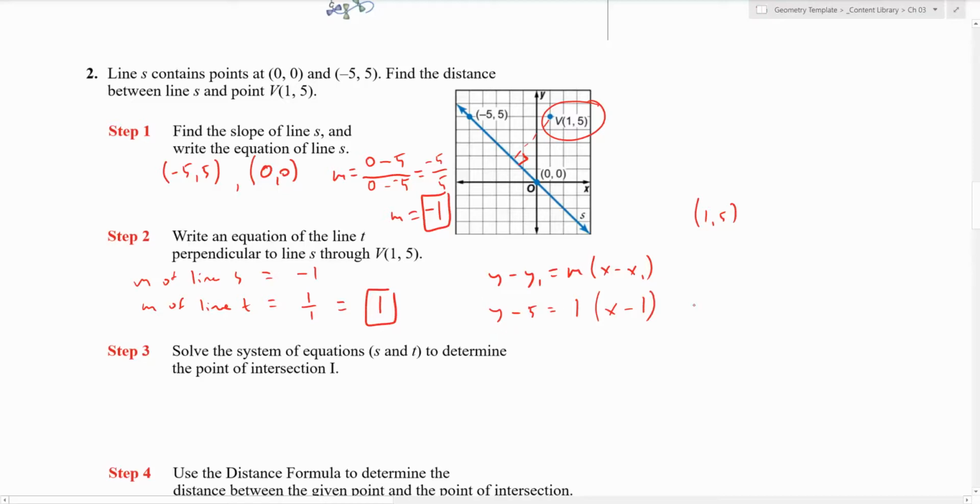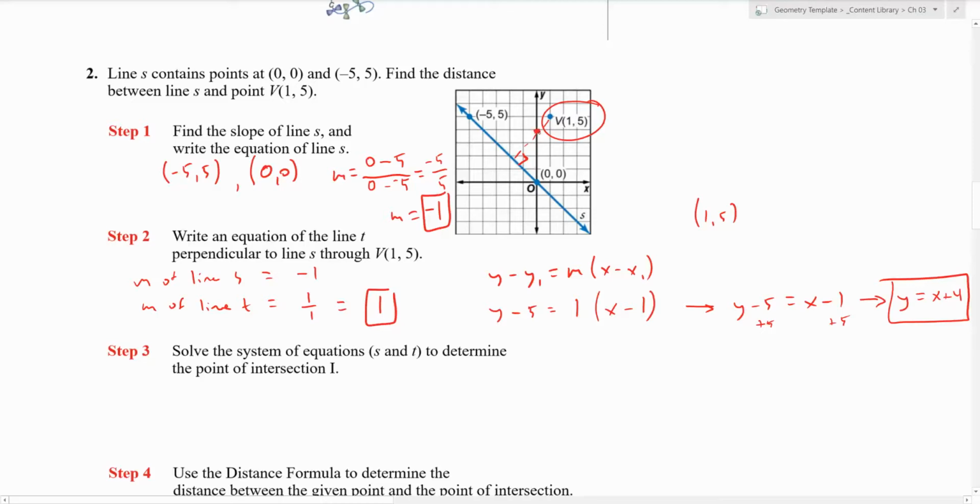So now I'm just going to go sideways here. y minus 5 equals x minus 1. I'm going to add 5 to each side, plus 5, plus 5, and y equals x plus 4. Okay, it's got a slope of 1. It's got a y-intercept of 4. 1, 2, 3, 4. So it actually passes right through that.